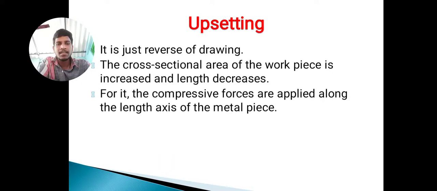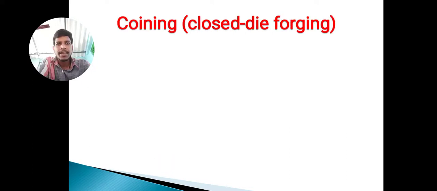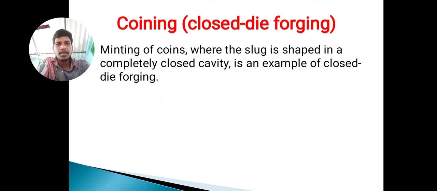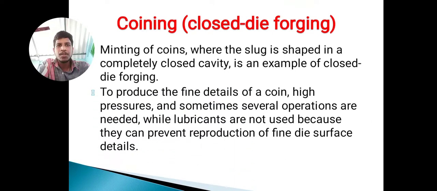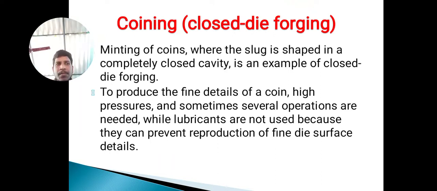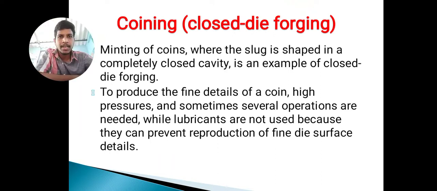Compressive forces are applied along the length axis of the metal piece. Next, coining, closed die forging. Closed die means minting of coins, where the slug is shaped in a completely closed cavity. The name itself says closed die, that means the cavity is completely closed by the dies. To produce fine details of a coin, high pressures are required. Sometimes several operations are needed, and lubricants are not used because they would prevent reproduction of fine die surface details.